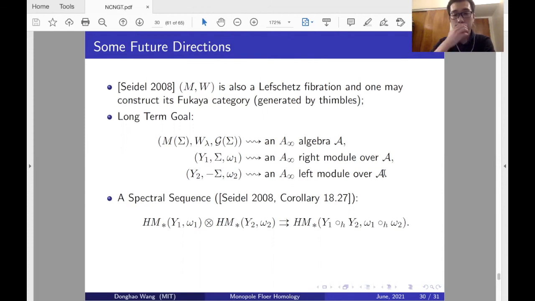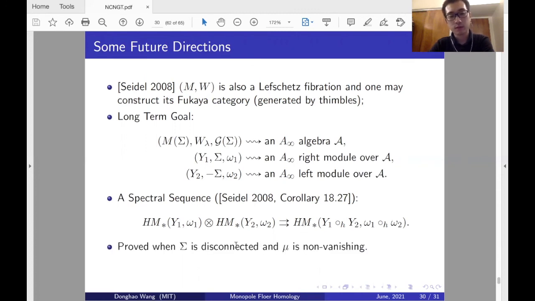this A-infinity algebra. In the end, we can glue Y1 and Y2 along their common boundary to obtain a closed oriented three-manifold, and wish to have a gluing theorem to help us recover the Floer homology of this closed three-manifold from this A-infinity data. I'm not quite sure what statement I want to pursue here, but this gluing theorem should produce a spectral sequence whose E1 page is this tensor product and whose E-infinity page is the Floer homology of this composition. This spectral sequence is inspired by this corollary from Seidel's book.